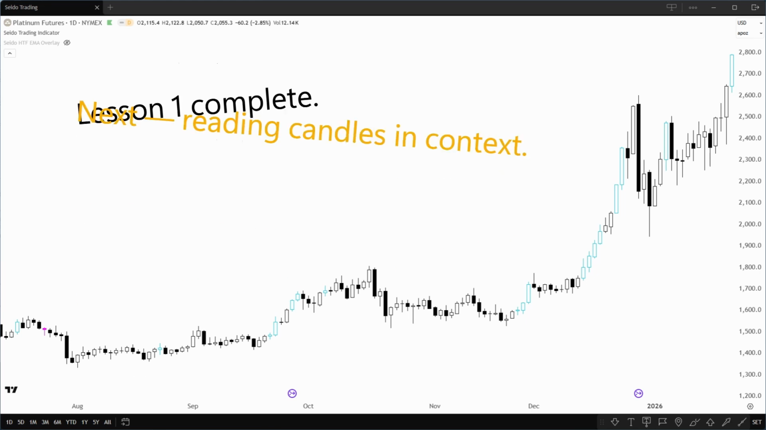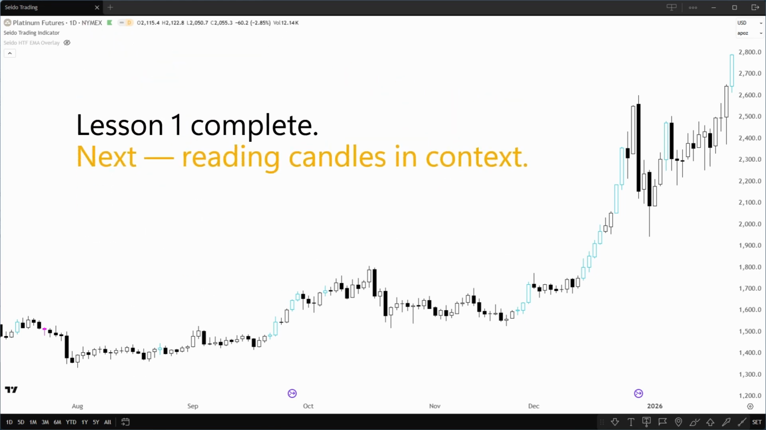That's it for lesson 1. You now have clear definitions for bullish, bearish, strong bullish and strong bearish candles, and trading range candles. In lesson 2, we'll cover how to read those candles in context, momentum, trader behavior, and how price transitions from a range into a trend.